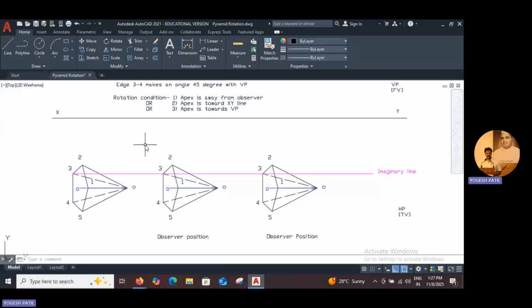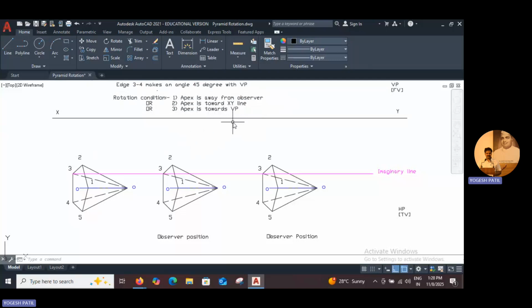So right now I have taken the condition that the edge 3 4 of this given pyramid makes an angle of 45 degrees with the vertical plane, and it is rotated in such a way that the apex is away from the observer, or apex is towards xy, or apex is towards VP. The meaning of these three terms is the same, so for all these three terms the rotation will remain the same.